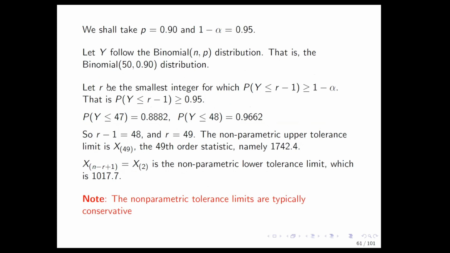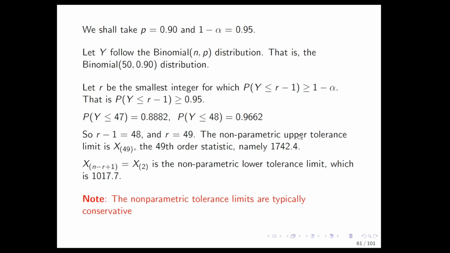is at least 0.95. If I look at the binomial table or go online and do the calculation, you will see that at 47, the binomial CDF is 0.8882. At 48, it is 0.9662. So if I want it to be more than 0.95, my R minus 1 should be 48. So R should be 49.